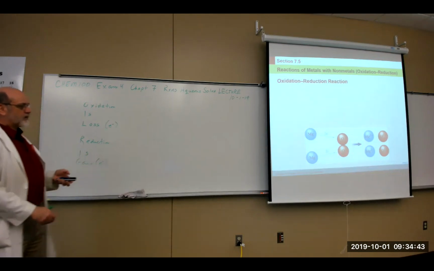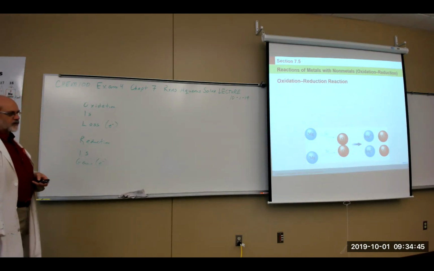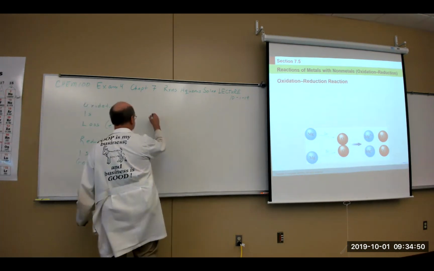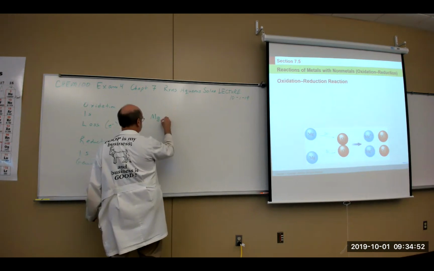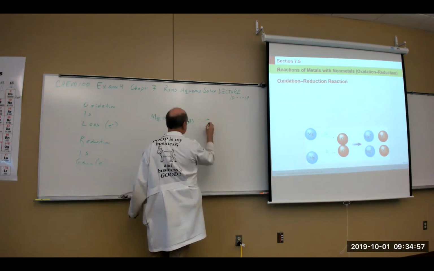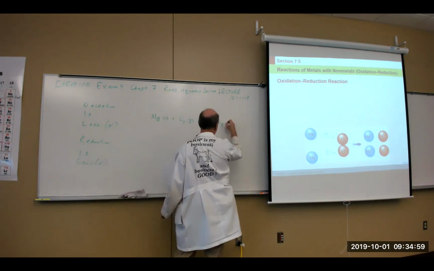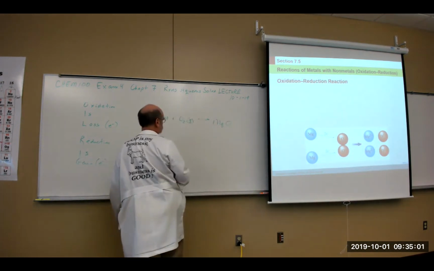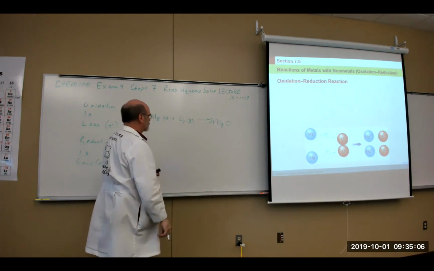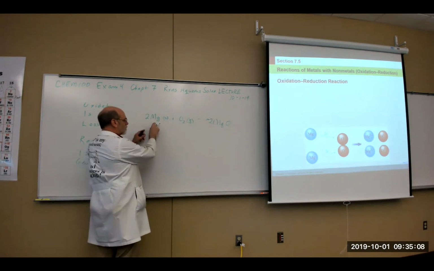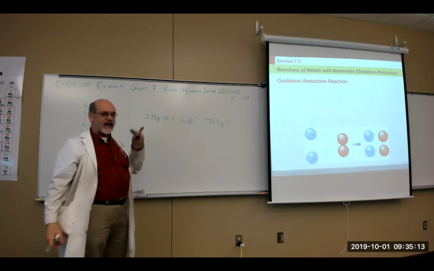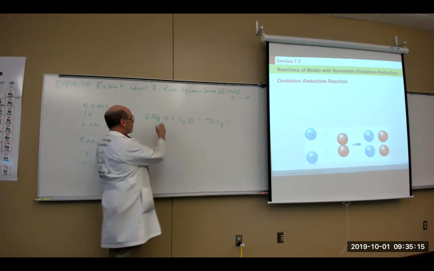Okay, so transfer of electrons. In this case, when you react magnesium with oxygen, right? Magnesium's a solid, oxygen's a gas. You're going to get magnesium oxide, right? And you're going to need 2 here and 2 here to balance it. But what happens? Well, over here, magnesium is a metal. It's an element. It has no charge, right?